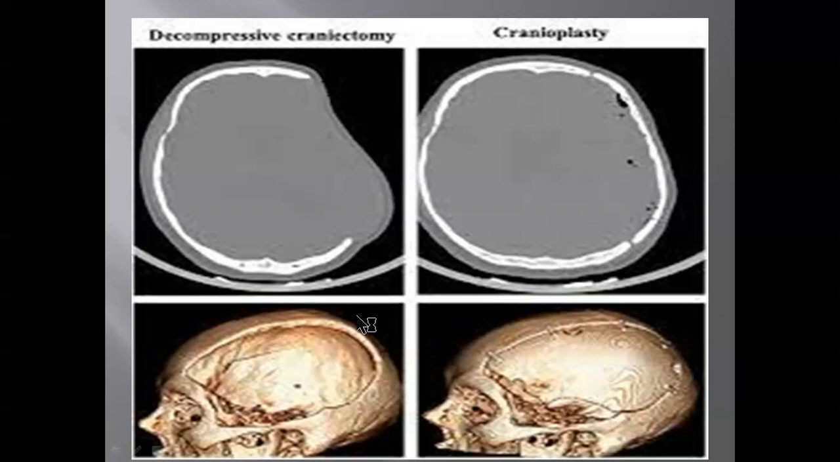So this anterior posterior diameter should be 12 centimeters, or 15 centimeters is much more acceptable. So it should be minimum 12 centimeters till 15 centimeters. That is a good decompressive craniectomy. Along with that, the dura mater should be removed, and here we can see the brain coming out from the decompressive craniectomy.